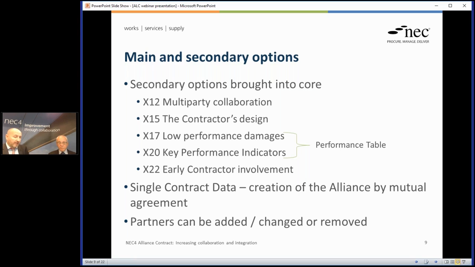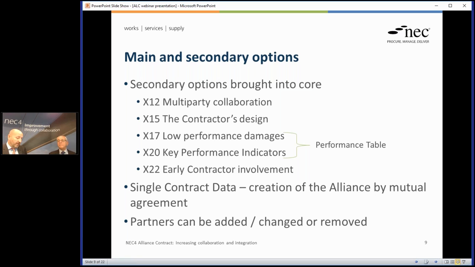Sure. And then in terms of the contract data, we have a single contract data. That's a novelty then for NEC. Yeah. You don't have a part 1 and part 2. No, we don't. So we just have a single contract data, the view being that unlike maybe more traditional NEC contracts where the client would issue out a contract data part 1, contractor will return a contract data part 2, possibly in a competitive environment.